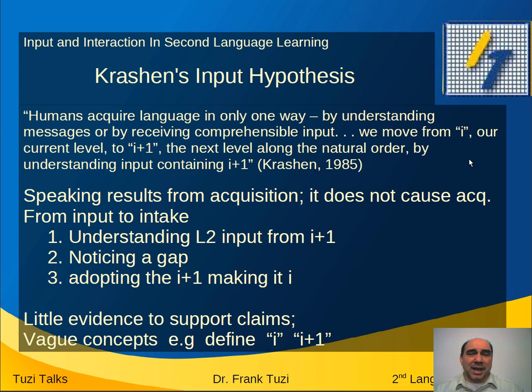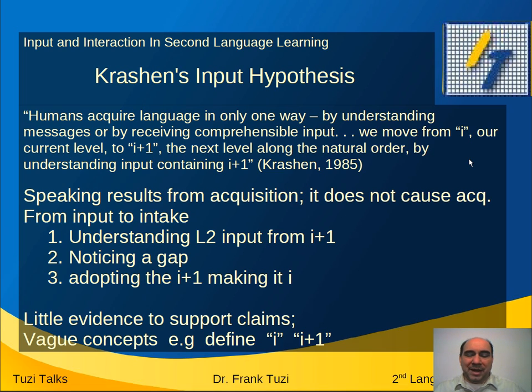But let's look at the input hypothesis, since that's what we're going to be talking about for this lecture, this whole idea of input and interaction and then output. Humans acquire, says Krashen, language in only one way: by understanding messages, okay, received messages, or by receiving comprehensible input. So they're only getting input that's comprehensible. Okay, we move from I, our current level, to I plus 1, our current level plus a little more. And based on that current level plus a little more, we can acquire another language. There is no output that's required. There is no explanation that's required. You merely need input.